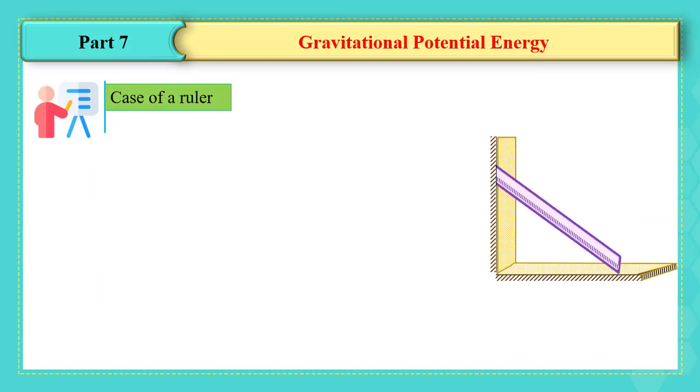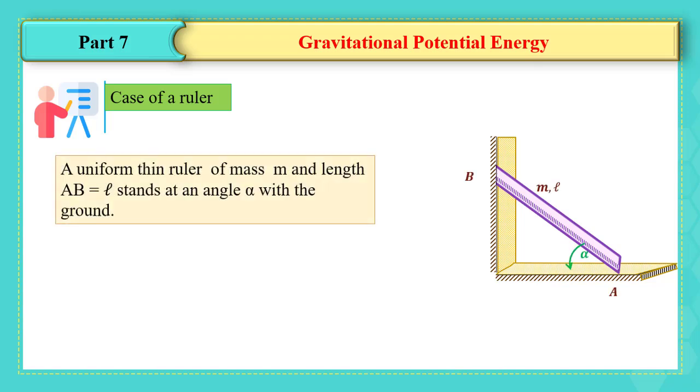The second case is the case of a ruler or any similar shape like a stick, a ladder, or even a rod. A uniform thin ruler of mass m and length AB equals L stands at an angle alpha with the ground. Take the ground as a reference level for the gravitational potential energy.